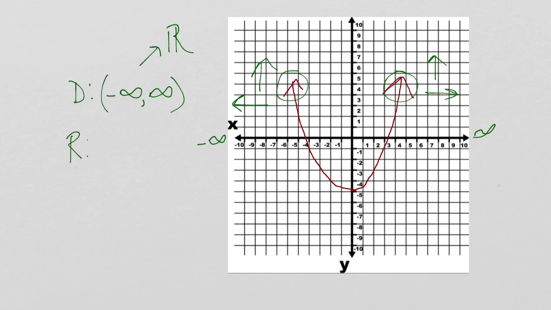But our range, there is a low point. This is our lowest y value. So even though it's a one-sided box, we have a bar we can't cross, and that's at 1, 2, 3, 4, 5. So we can include him. Lowest point on the graph, the lowest y value is negative 5. But again, these arrows point up forever, so we're never going to reach a highest y value. It's just going to be infinity. We're going to keep going until infinity.